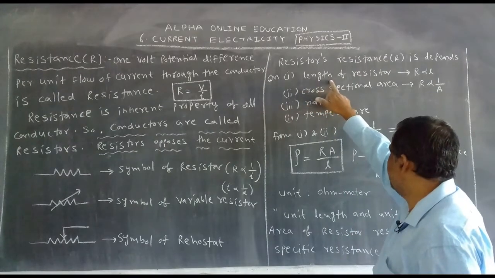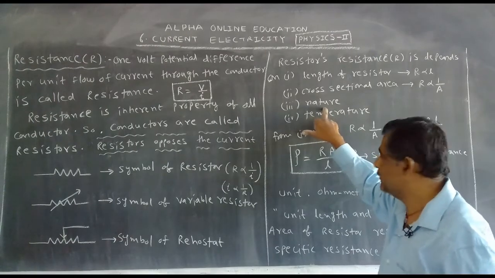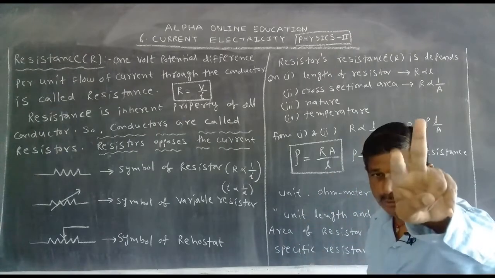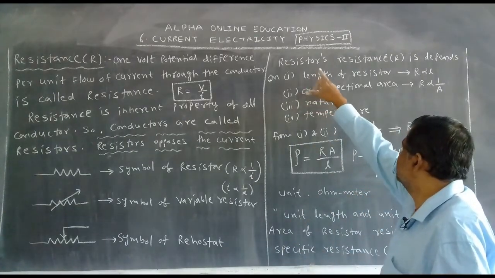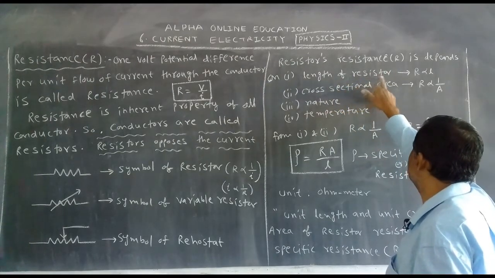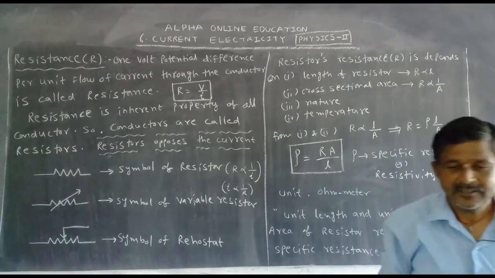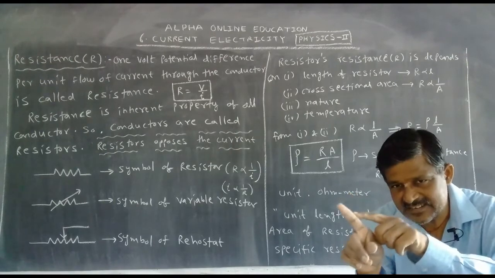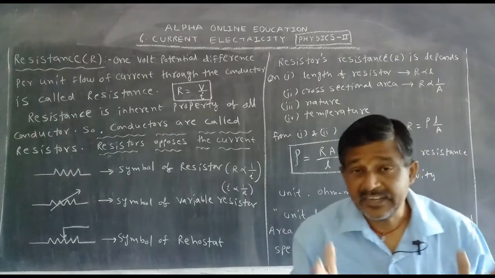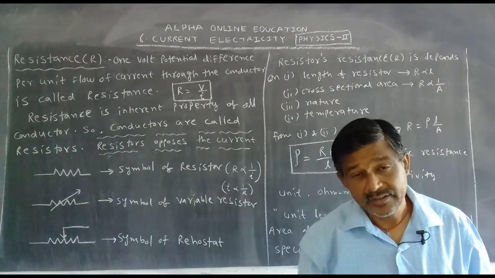Number 1, length. Number 2, cross sectional area. Number 3, nature. Number 4, temperature. Now here we concentrate initially on the first 2. First, resistance depends on the length of the resistor. Now which relation is present? Proportional relation is present. When the length of the wire is less, resistance is less. Length is more, resistance is more.